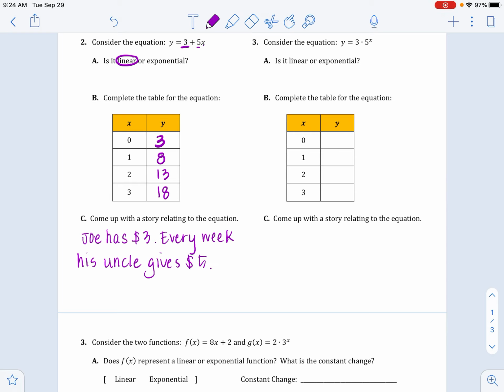So notice I have a time frame, right? Or I could have said every day or every month, every year. But I need a time frame to show that it's happening on a constant basis. And then I also need to show that there's increments changing. So plus 5, plus 5, plus 5.